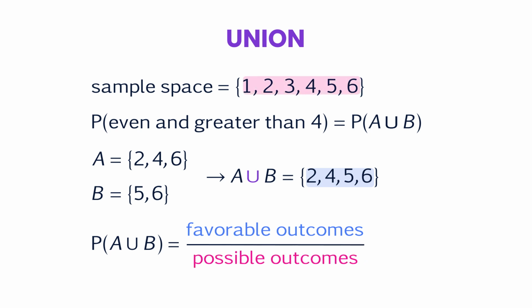The number of outcomes in the union is 4, and the number of outcomes in the sample space is 6. So the probability of A union B is 4 divided by 6, which equals 2/3. That means the probability of getting an even number or a number greater than 4 when rolling a die is 2/3.